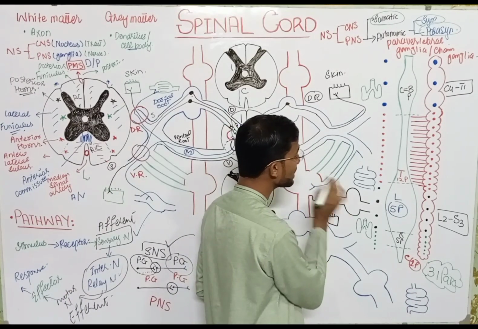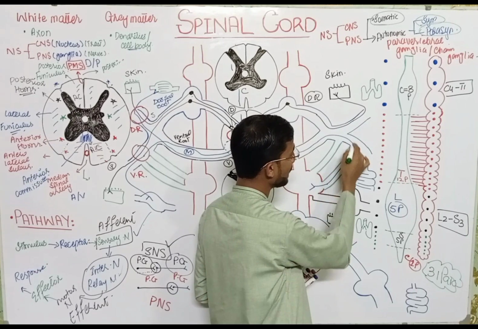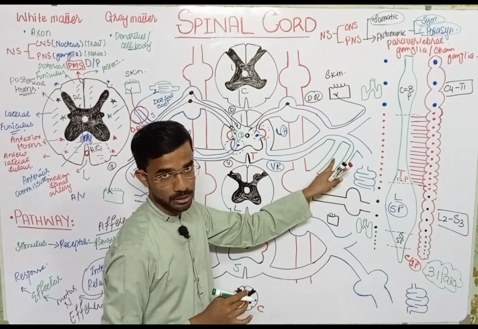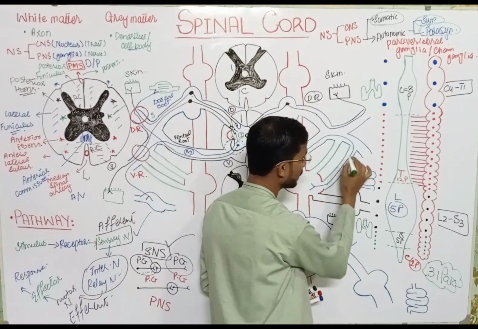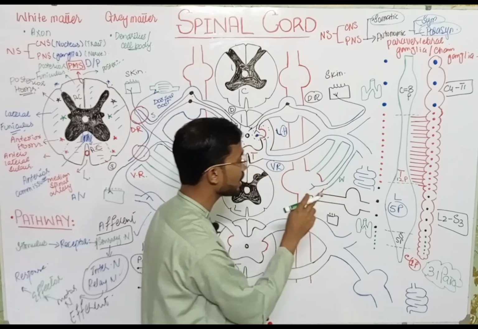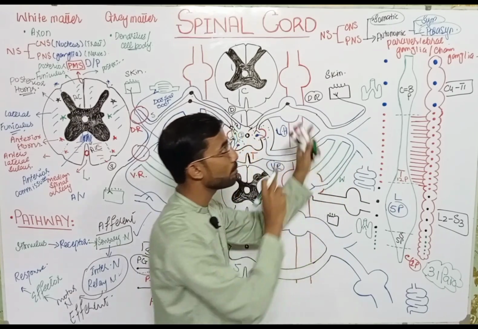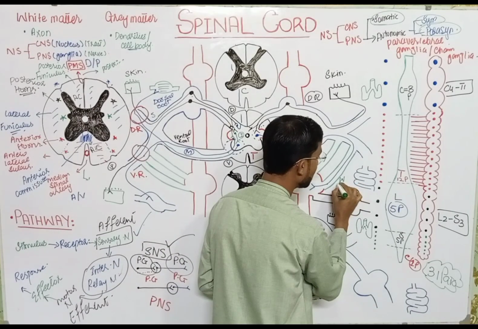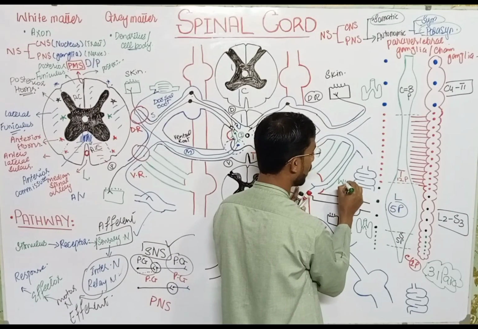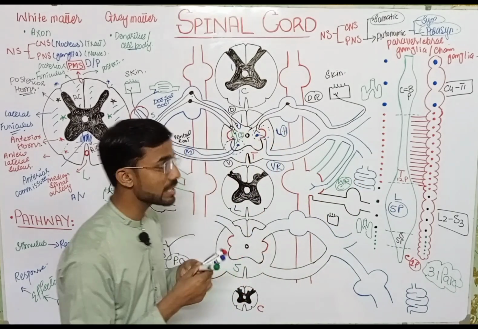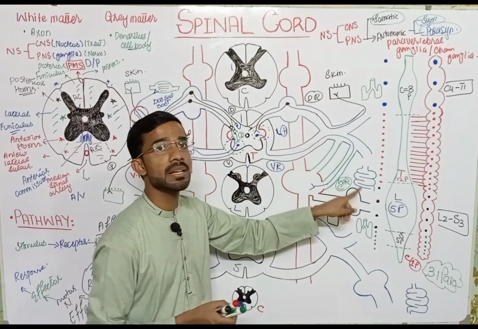Because it is myelinated, when it adopts the pathway and passes through the alternative pathway, it is actually the channel which carries the preganglionic neuron to the paravertebral ganglia. So this is called the white rami communicans, because the preganglionic fiber is myelinated.